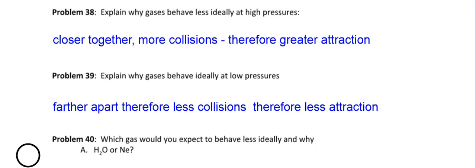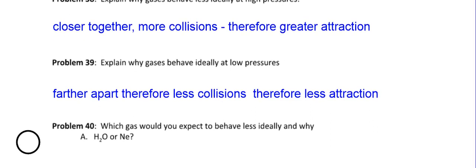So problem number 40, which would you expect to behave less ideally and why? We'll look at these two. I see one of those oxygens there. Remember what I said about nitrogen, oxygen, fluorine, and chlorine? Those are your polar molecules, or highly electronegative elements that you will have attraction. Neon is a noble gas, and what do we know about that? They're pretty much ideal as it is.